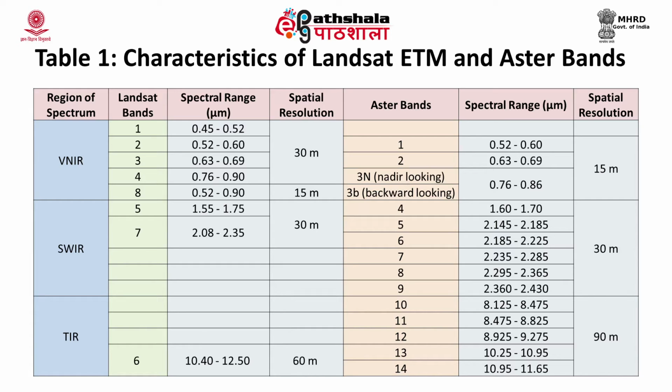And you can see 1, 2, 3N, 3B, that is how we are taking the images, based on that 3N and 3B is divided. And if you come to the short wave infrared radiation, there you can see bands starting from 4 to 9, with a spectral range from 1.6 to 2.430, and a spatial resolution of 30 meter. And if you come to the TIR region, there you have bands 10, 11, 12, 13 and 14, and it starts from 8.125 to 11.65, with a spatial resolution of 90 meter.